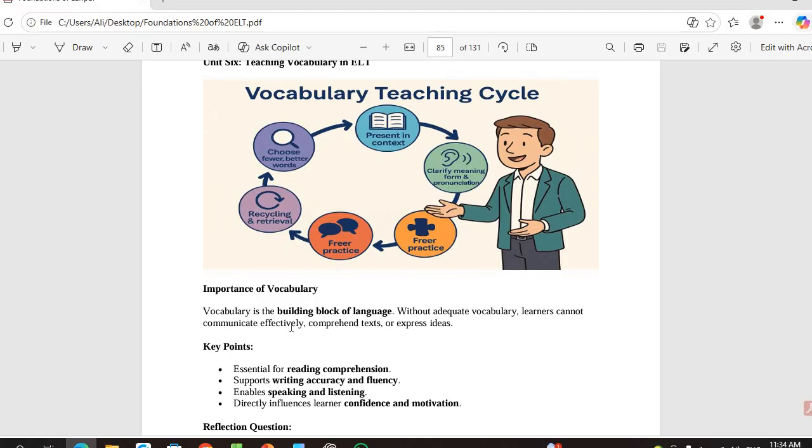Vocabulary is a building block of language. Without adequate vocabulary, learners cannot communicate effectively. Right now, we cannot communicate effectively if we don't have considerable, adequate vocabulary.